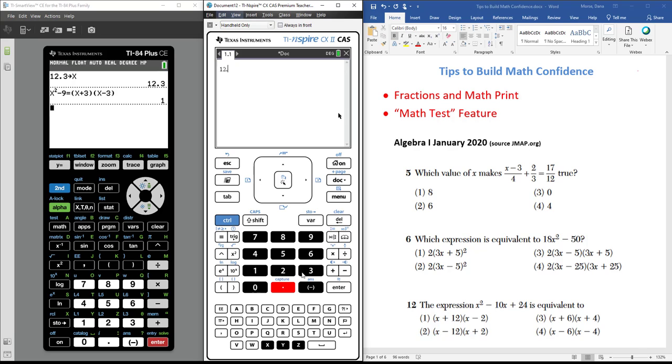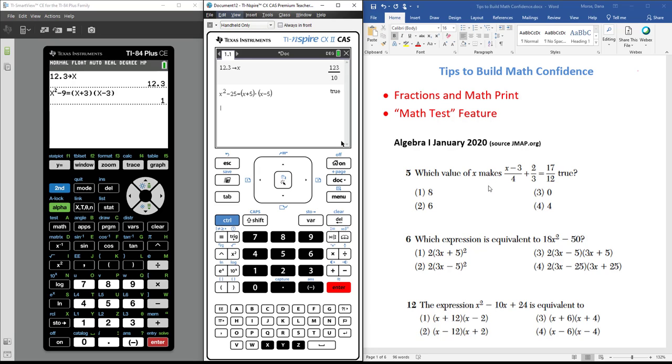So 12.3, store into the variable x, and on this one I'll do x squared minus 25. There's a standalone equals button, open parentheses, x plus 5, close, open, x minus 5, whoops, got a little itchy trigger finger there, press enter. The nice thing about the Inspire is that you see a true-false output as opposed to a 1 means yes, 0 means no. 7.5, Jolene, excellent, that works too.